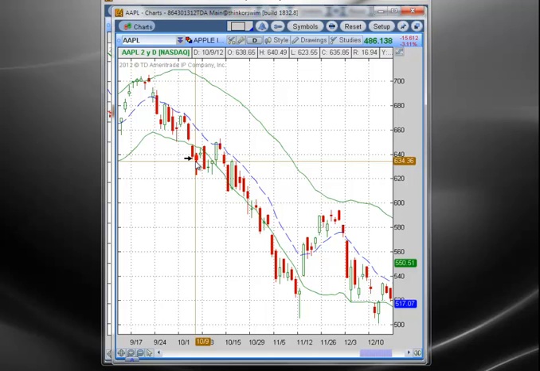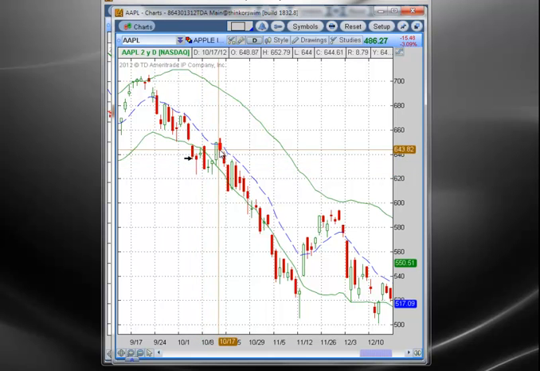Here on the downside, we have a close below at 637. We don't have a lower close. We have a close here outside, but we don't have a lower close.